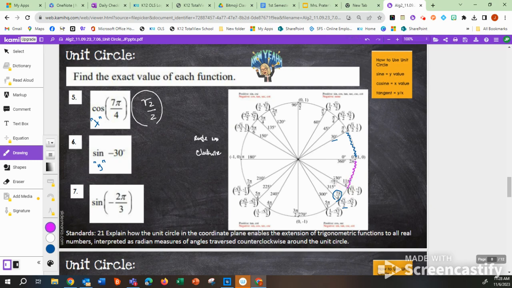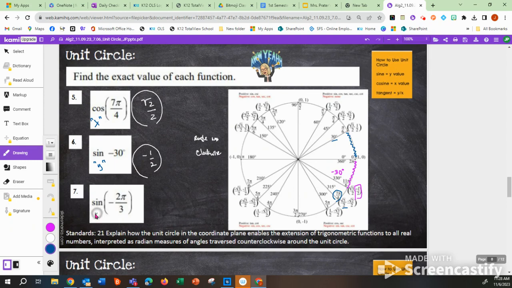And positive 330 would be the same exact angle as negative 30. So when you're rotating with an angle that's negative, you actually rotate with the clock. So we're looking for the y value at negative 30, and that's going to be negative 1/2. All right, the negative angles are more difficult to me. My brain has to think a little bit more.